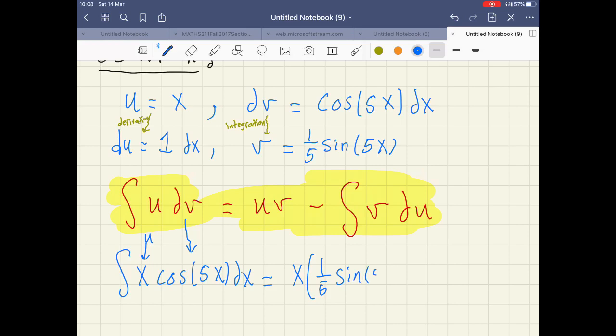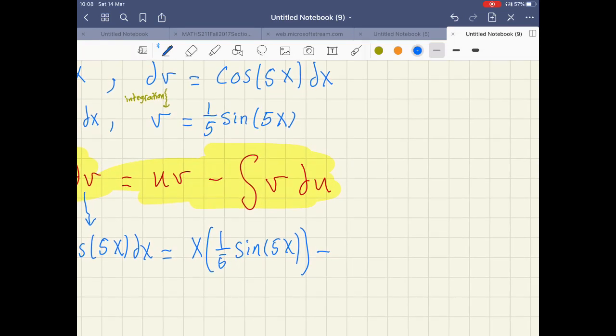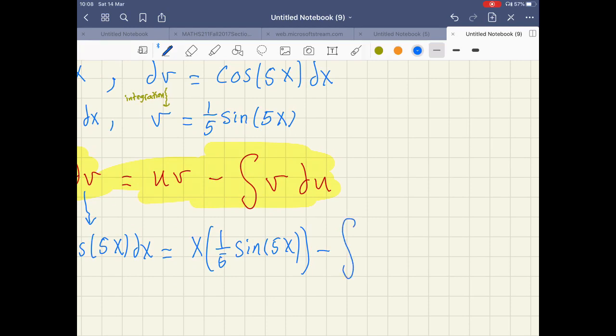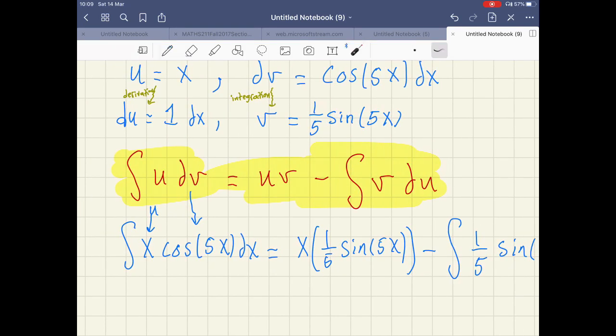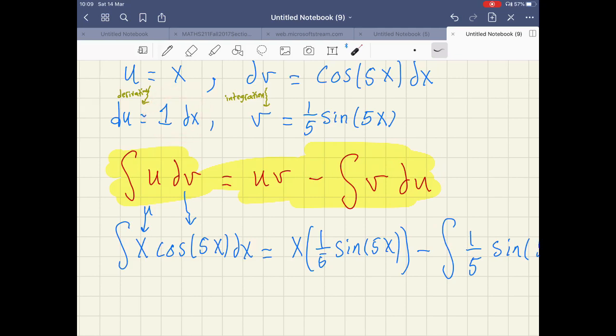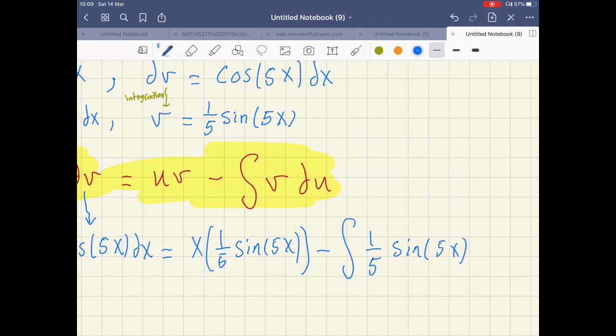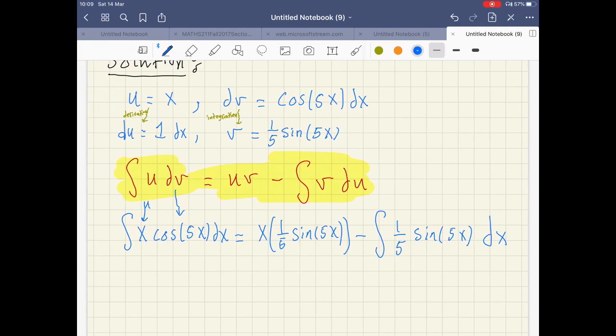sine 5x minus the integral of v, which is 1 over 5 sine 5x times du, which is just 1 times dx, and usually we just write it as dx. That's how we start doing the integration by parts.